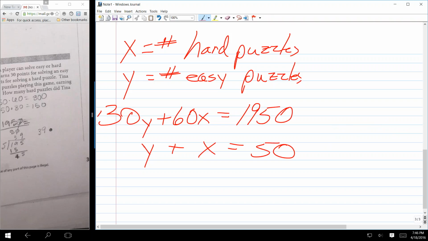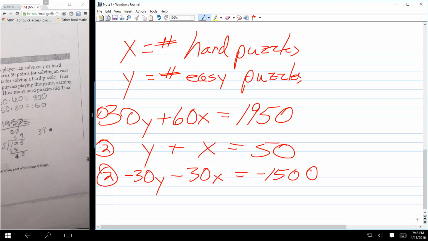This is equation 1. This is equation 2. What do I have to do to use elimination? You can multiply that by negative 30. Correct. So we're going to change equation 2: minus 30y minus 30x equals minus 1500. And that replaces equation 2.